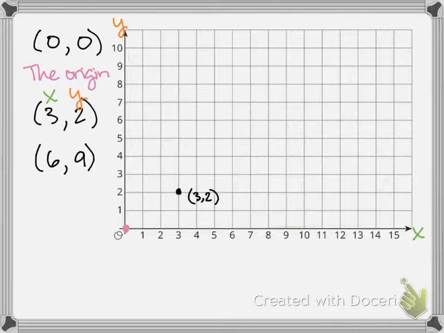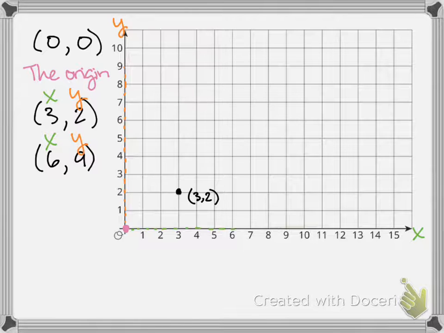Okay, here's another point to try. I'm going to label my point again. My X number is 6, and my y number is 9. So just like I did before, I'm going to start at the origin. I'm going on the x-axis, and I'm just going to go over until I get to 6 on the x-axis, and then I stop. And then I'm going to go up to 9 on the y-axis. So I'm traveling up the y-axis until I get to 9.